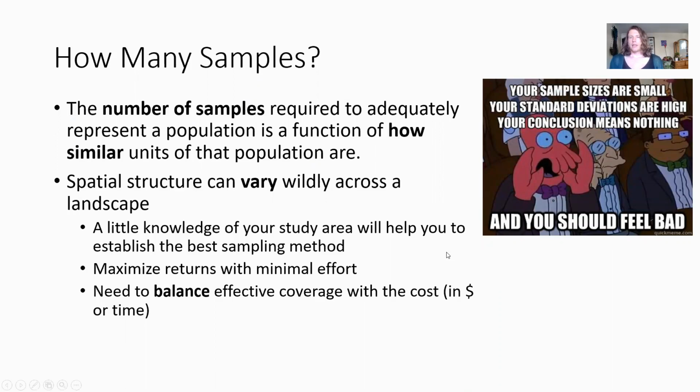And due to spatial heterogeneity, because structure can vary widely across the landscape, it's important to have a bit of knowledge about your study area. This is going to help you determine what the best sampling method is, because the goal is to maximize returns for minimal effort. You need to balance effective coverage with the cost of collecting the data. And I mean cost not just in money, but in time and in effort. So, as is often going to be the case in this course, there's no one right answer. The specific type of sampling method that you're going to use will oftentimes depend on the features that you're looking at and the resources you have to conduct whatever analysis you're working on.